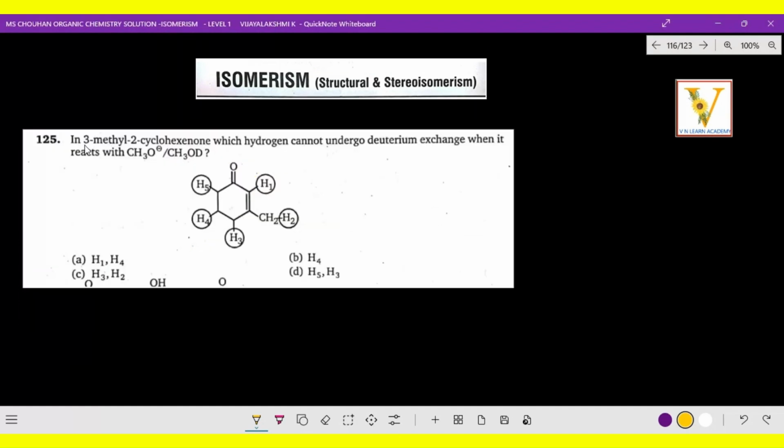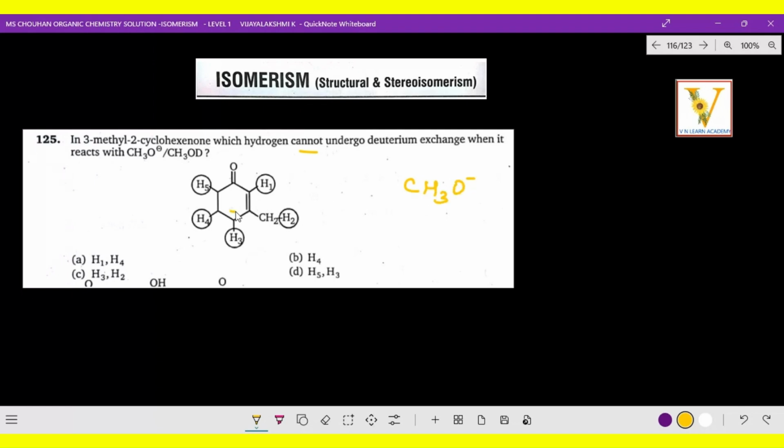In 3-methyl 2-cyclohexanone, which hydrogen cannot undergo deuterium exchange when it reacts with CH3O minus? So with CH3O minus, which hydrogen, out of hydrogen 1, 2, 3, 4, 5 that have been given? In that 3-methyl 2-cyclohexanone, which hydrogen cannot undergo deuterium exchange? Here they have given CH3O minus.